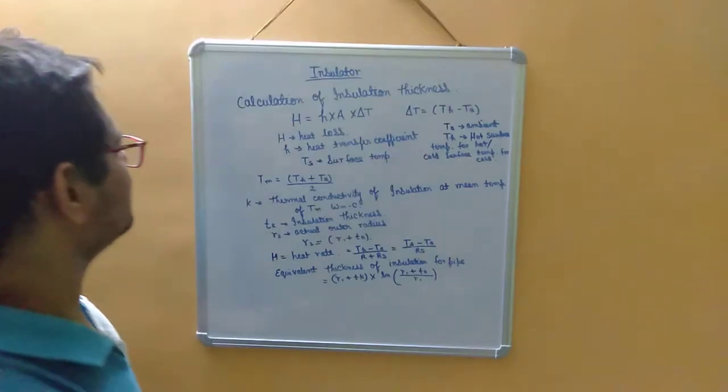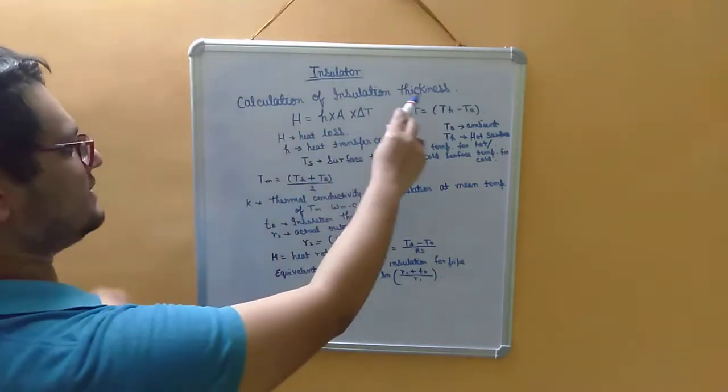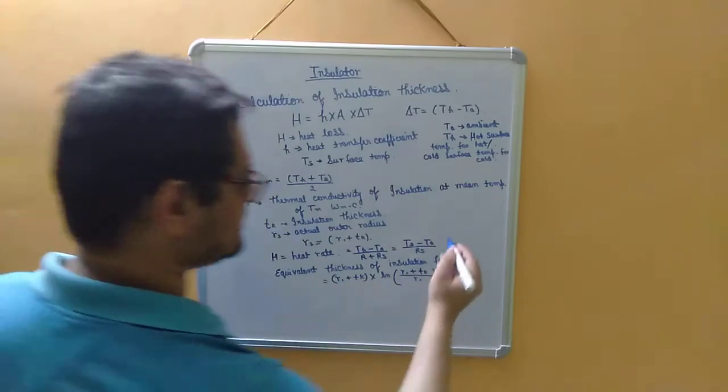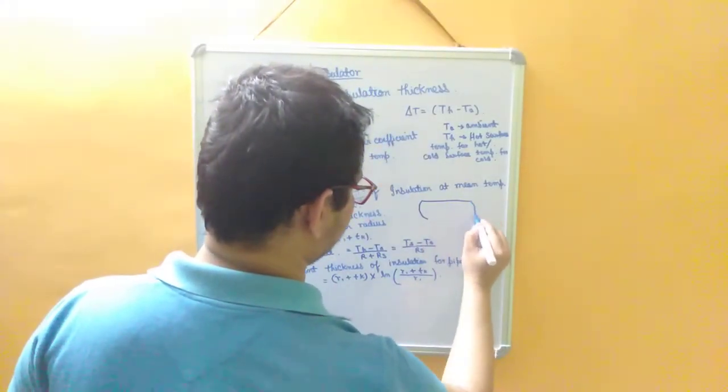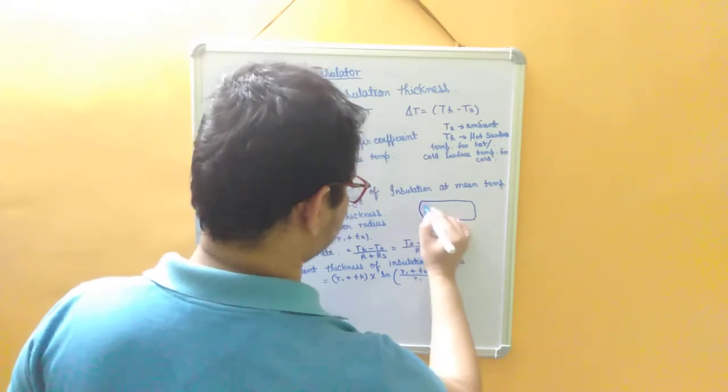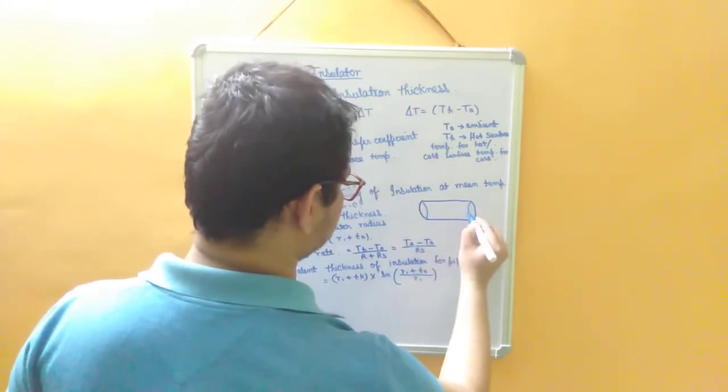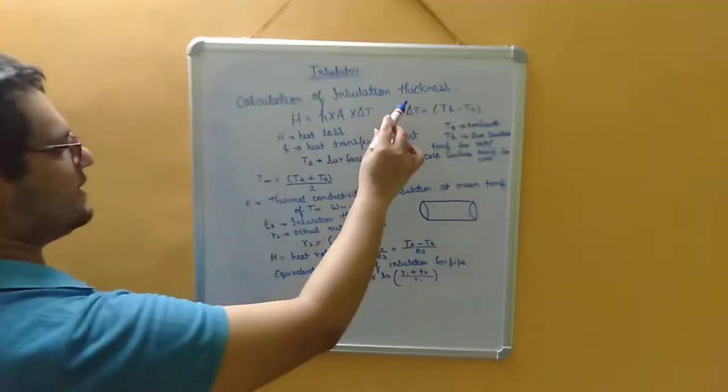So now we go for the calculation of the insulation thickness. Basically it is a pipe. Suppose this is a pipe. So we will do the insulation of this pipe. So what is the calculation for the insulation thickness?